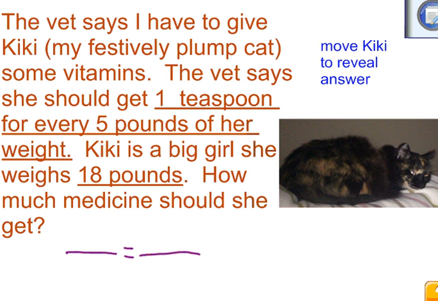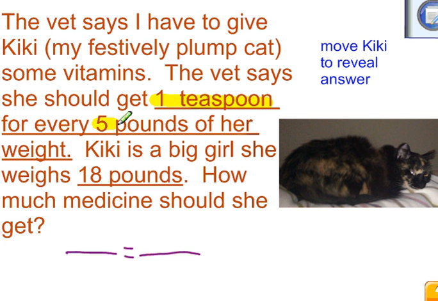So here's an example using my festively plump cat Kiki. The vet told me that I needed to give her these vitamin drops, and she was supposed to get 1 teaspoon of the vitamins for every 5 pounds of her weight. Now, Kiki admittedly probably needs to go on a diet. She weighs about 18 pounds, so I need to know how much medicine she should get. So the first thing that I'm going to do is I'm going to go through and highlight the numbers that I have.